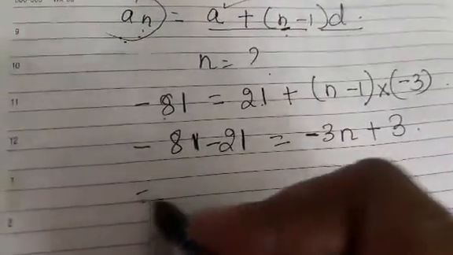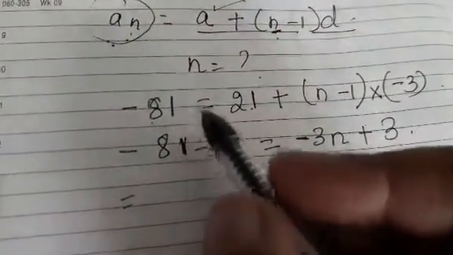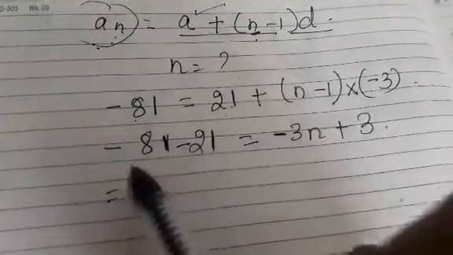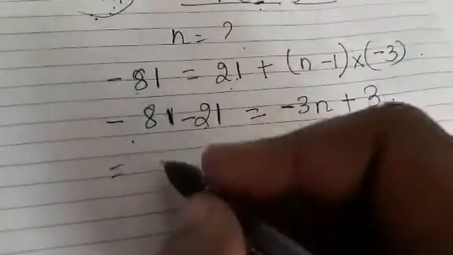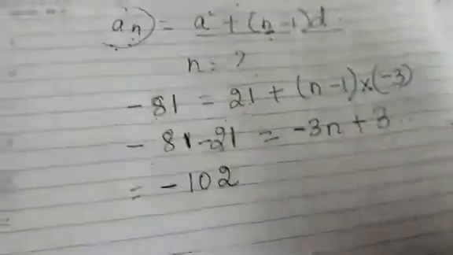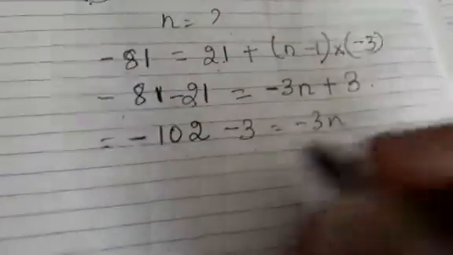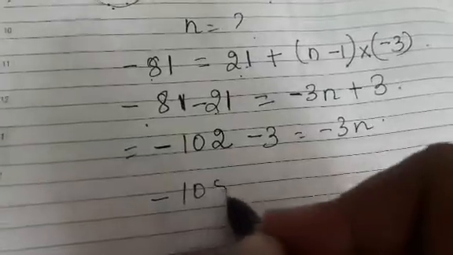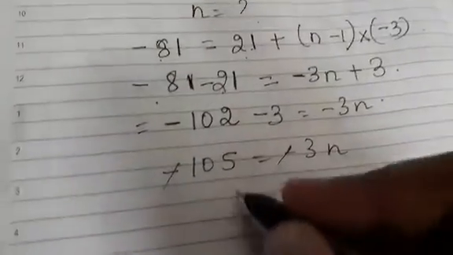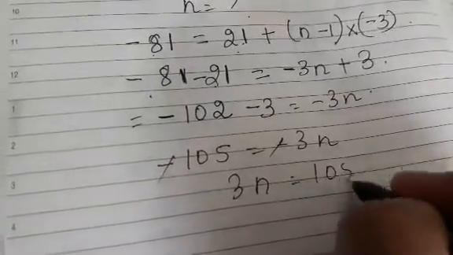Okay, so here I'll get 21. Yes, minus 81 and minus 21 will give you minus 102. Plus 3 will be minus 105, which is equal to minus 3n. I'll cancel the minus signs. I'll get 3n is equal to 105.